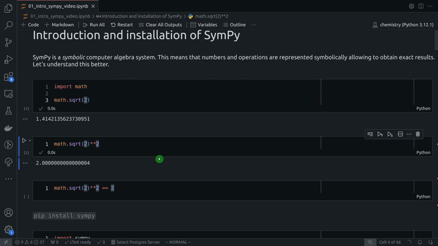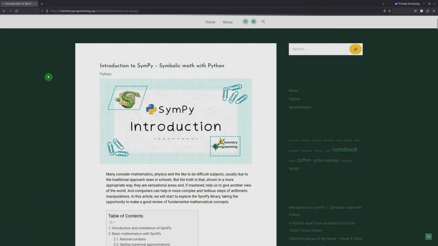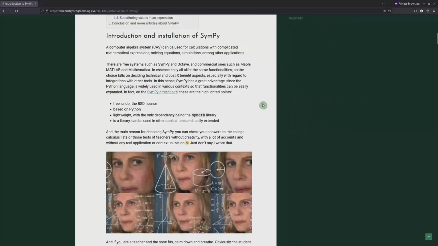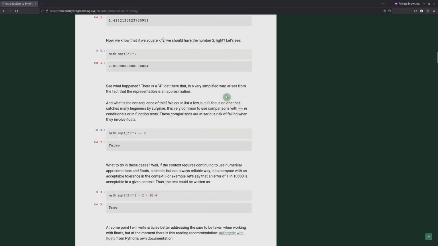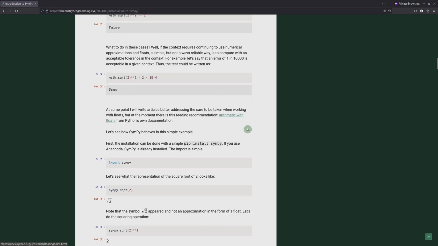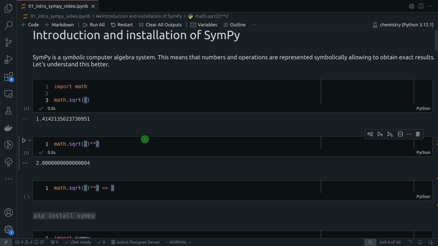I'm not going into details about floating point arithmetic in this video. I always have articles on my website chemistryprogramming.xyz, so you can see more details about floating point arithmetic. You have some links there to understand why this happens and what the consequences are. But what I need you to understand is that this is not exactly 2. And we know that it should be exactly 2, at least from a mathematical point of view.